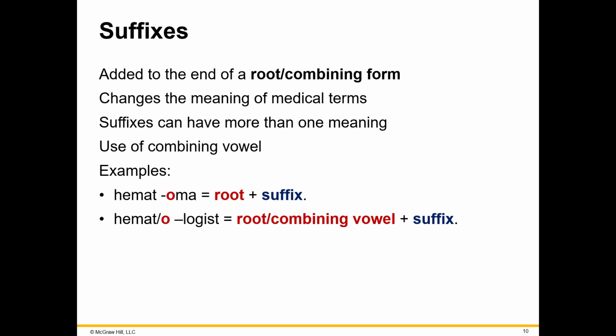If a suffix begins with a consonant, a combining vowel is needed. For example, hematologist, hemat is the root, logist is the suffix. To make a complete word, we need the combining vowel O between the root and the suffix. Occasionally a word can have two suffixes, but this is rare.